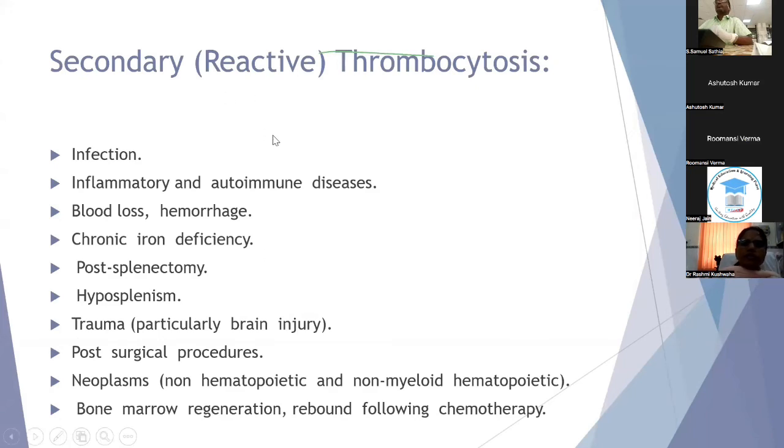We have to rule out the secondary or reactive causes of thrombocytosis when we are talking about essential thrombocythemia, and these are all the causes of reactive thrombocytosis.